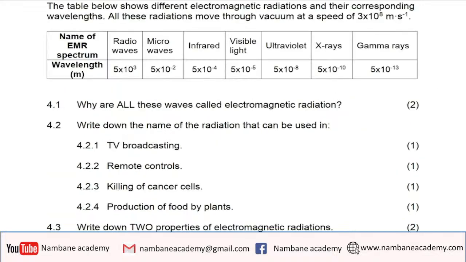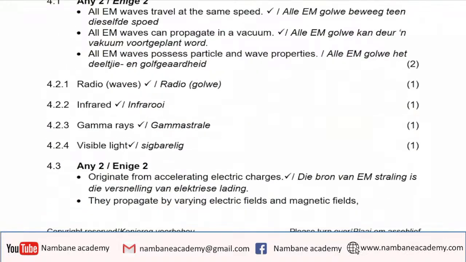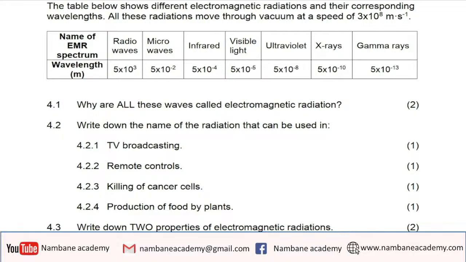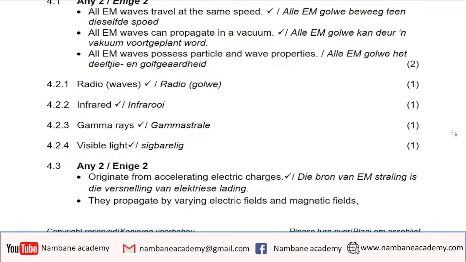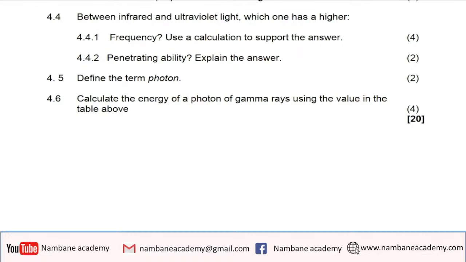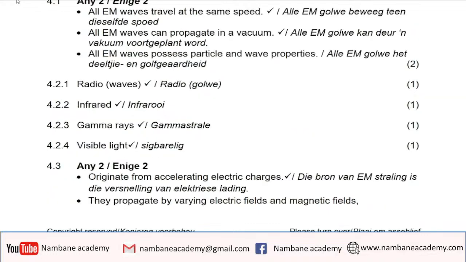4.2.1. Write down the name of a radiation that can be used in TV broadcasting. The correct answer is radio waves, with waves in brackets because it is in the question. And then the next one, used in remote controls, is infrared. 1 mark for that one. And then the next question, killing of cancer cells. For killing of cancer cells, we are using gamma rays.